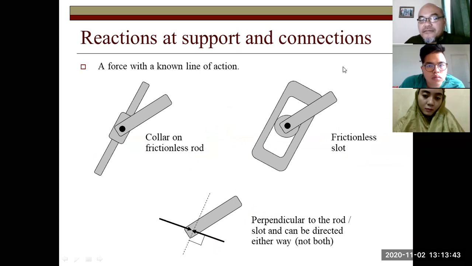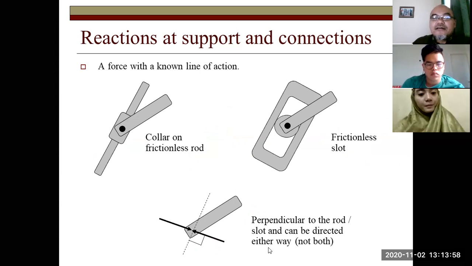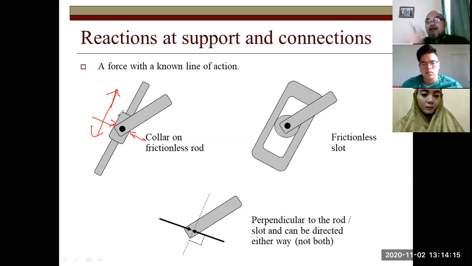Now, if the structure is pinned, but it is a collar on a frictionless rod, it means the rod here can still slide through this beam, but this rod cannot go in this direction, right? So there is a reaction force here, which maintains that collar on that column.